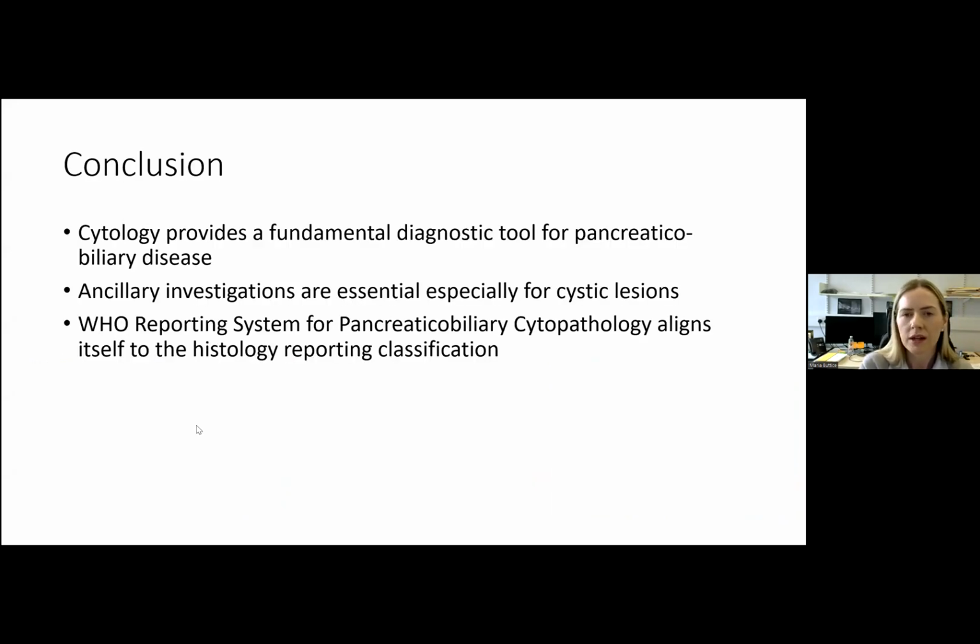So to conclude, cytology provides a fundamental diagnostic tool for pancreatobiliary disease, and the advances of cytology and imaging and molecular testing have allowed us to have ancillary investigations that allow us to characterize cystic lesions, essentially using biochemical markers with CEA and amylase, and then also molecular tests such as KRAS, GNAS mutations, SMAD4. And now the new WHO reporting system aligns itself to the histology reporting classification of pancreatic lesions, and we should be implementing this in our cytology reporting of biliary lesions.